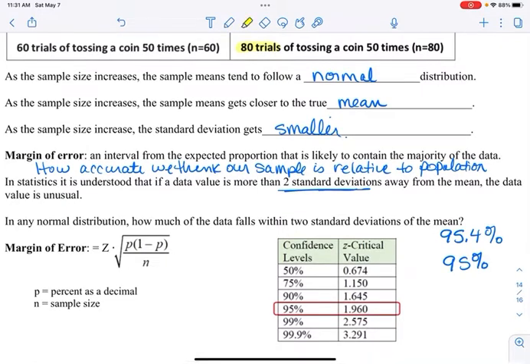Here's my formula for margin of error. Look at that z I have going on. It's a z-score times the square root of p, where p is that proportion or percent as a decimal, times 1 minus p, that percent as a decimal, divided by n. n is my sample size.